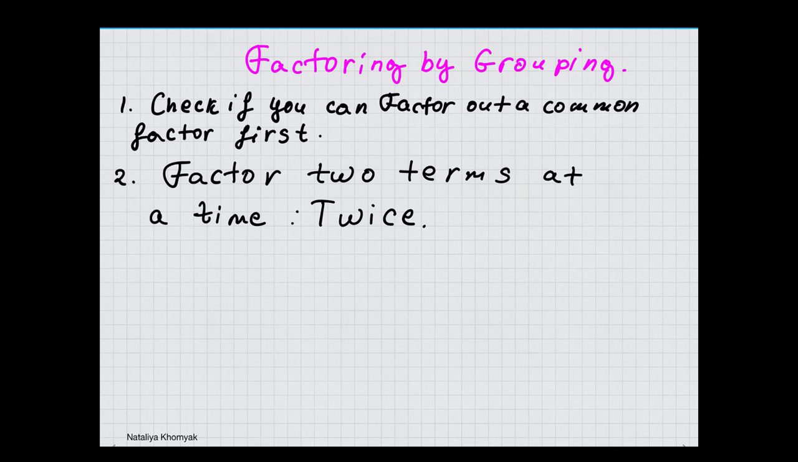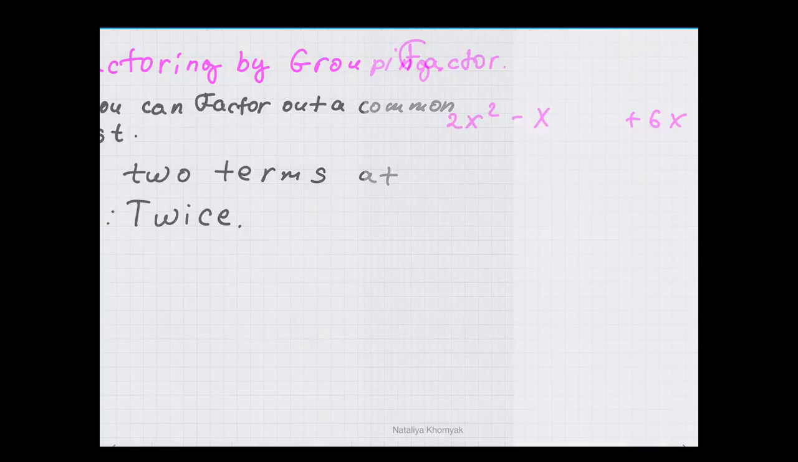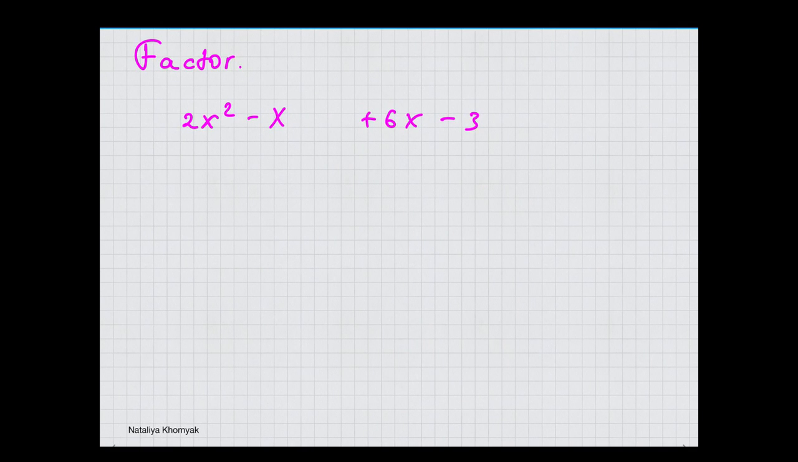Factoring by grouping. Check if you can factor out a common factor first, and then you factor two terms at a time twice. So here we have 4 terms. There is no one number or variable that will go into all of them at the same time. So let's factor by grouping. By grouping means 2 terms at a time twice.